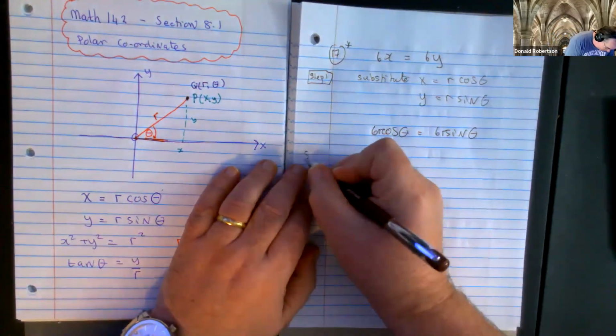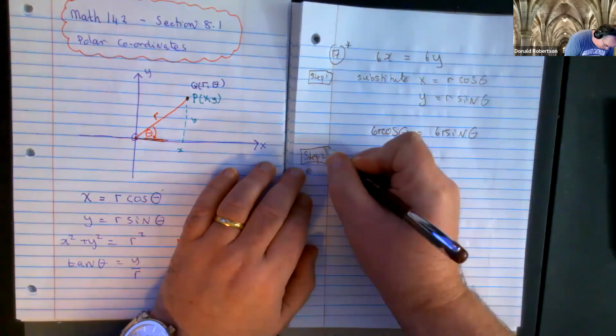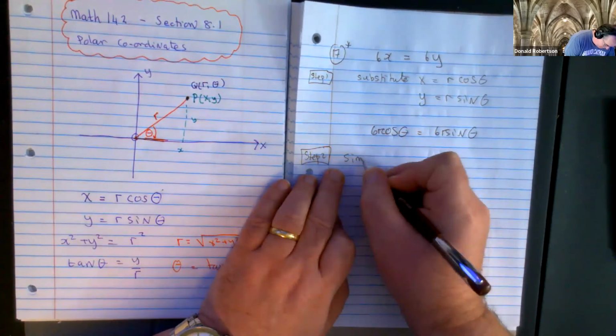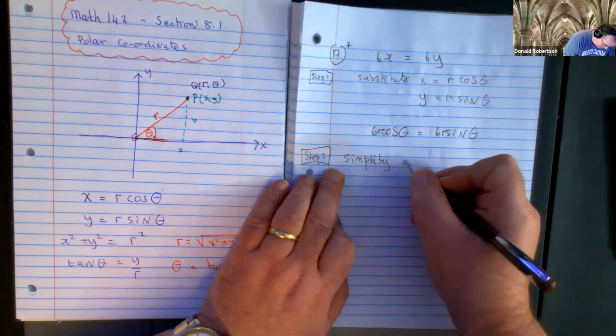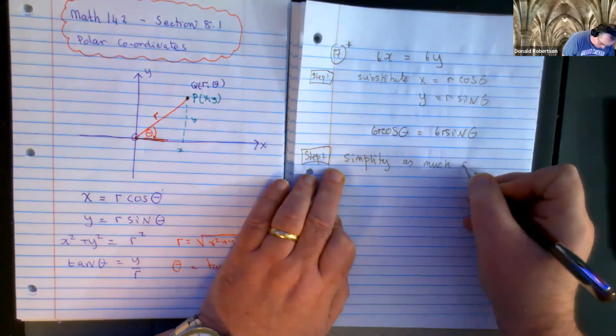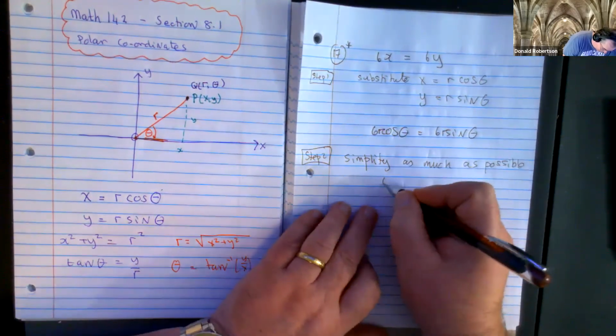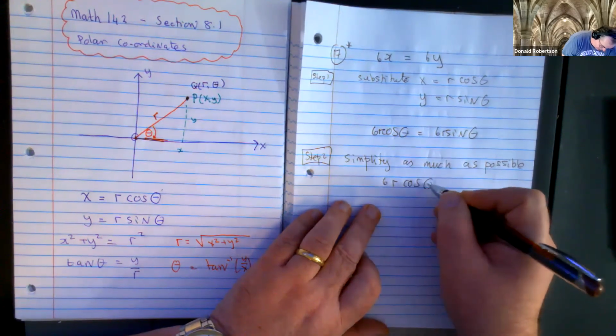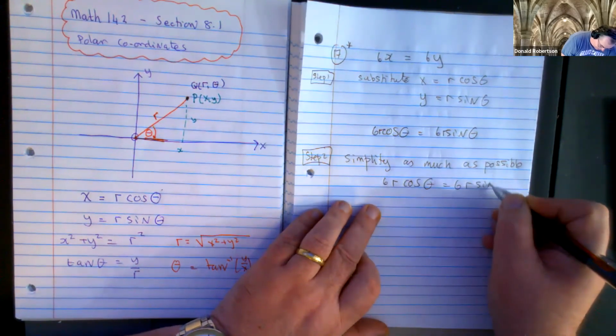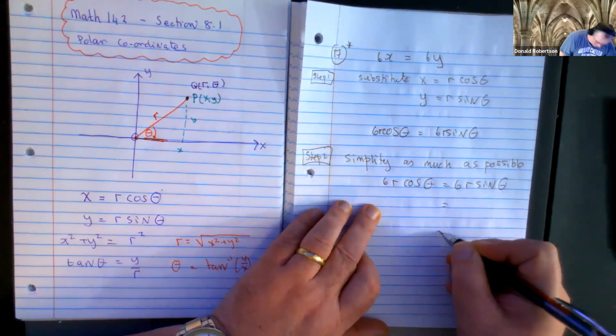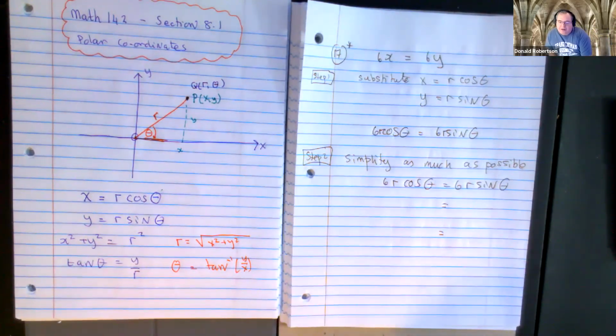Step 2. This is a vague step: simplify as much as possible. So I've got 6r cos theta equal to 6r sin theta. We're going to have to bring some of the skills we picked up in the last few weeks to make this simpler. As long as you do it to both sides, it's okay. Any suggestions for a good start? What could I do to both sides here to make it simpler?